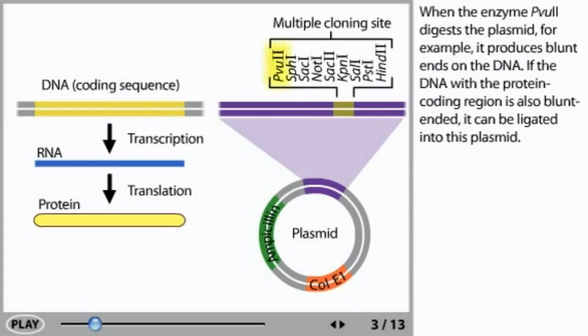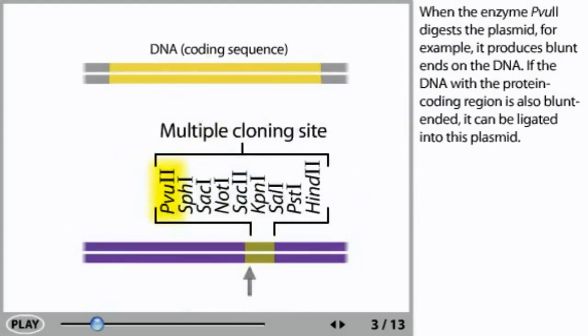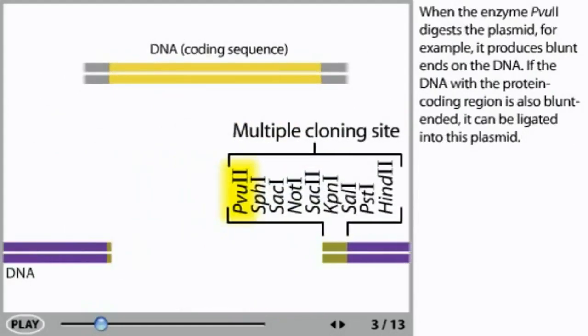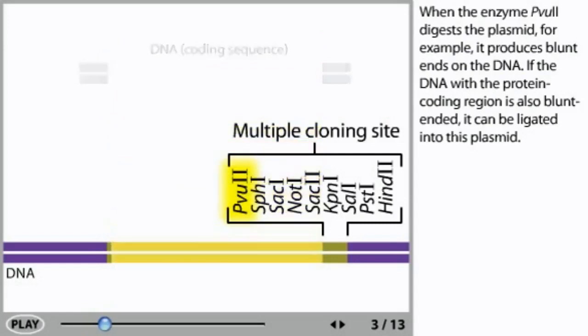When the enzyme PvuII digests the plasmid, for example, it produces blunt ends on the DNA. If the DNA with the protein coding region is also blunt-ended, it can be ligated into this plasmid.